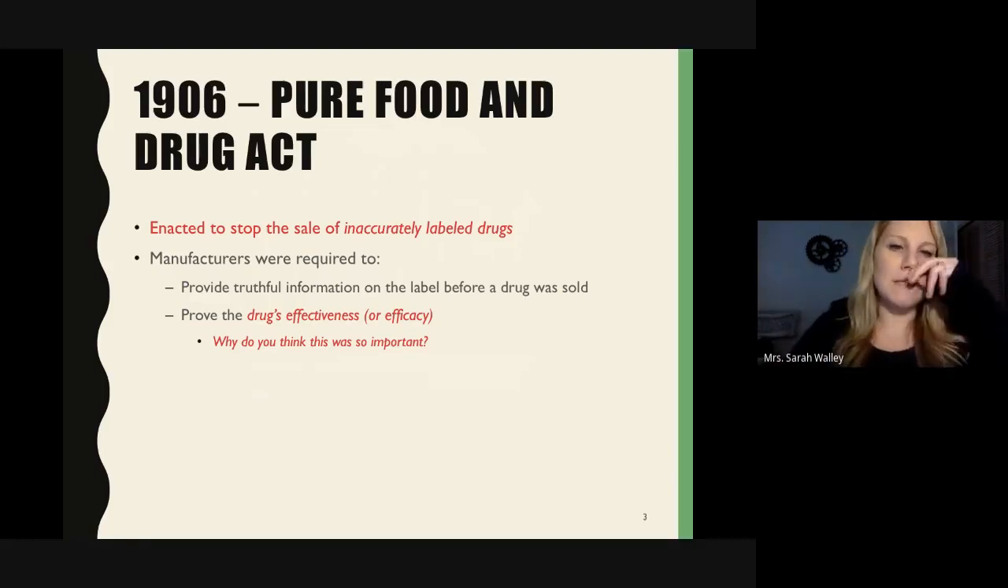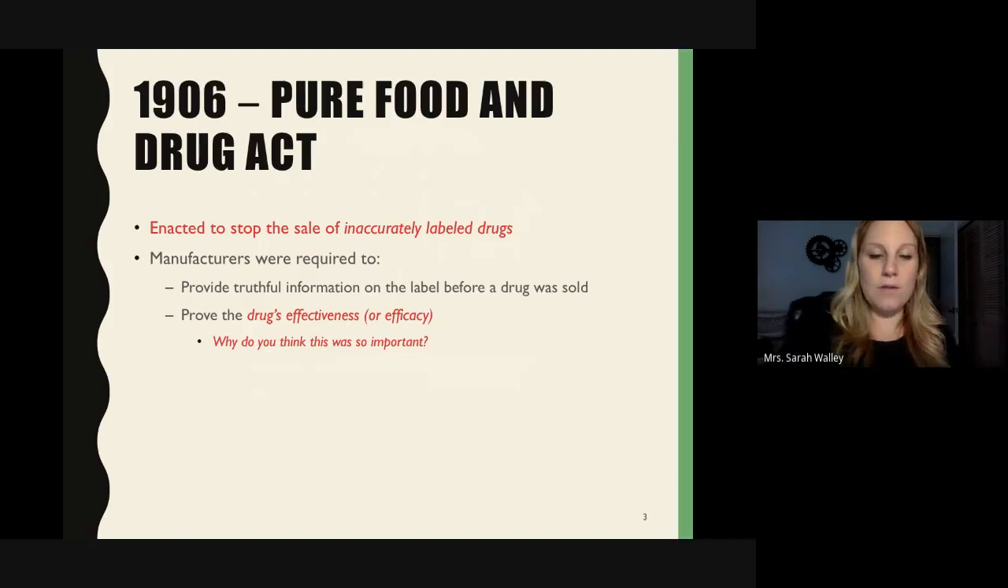Okay, so the 1906 Pure Food and Drug Act was enacted to stop the sale of inaccurately labeled drugs. Oh, by the way, anything in red is really important to know for this specific law. Okay, continue. Manufacturers were required at this time to provide truthful information on the label before a drug was sold and prove the drug's effectiveness or efficacy. Why do you think this is so important?